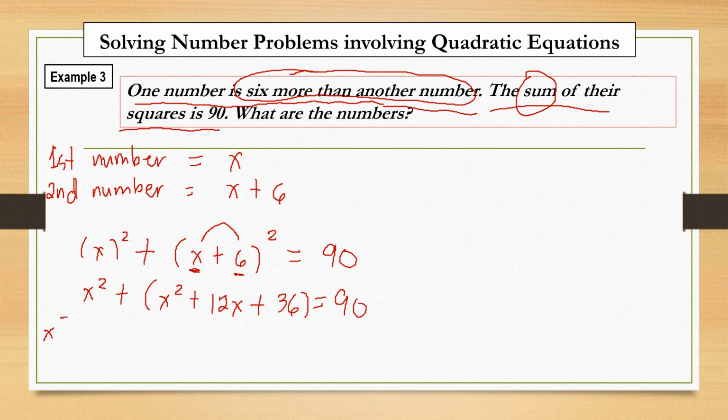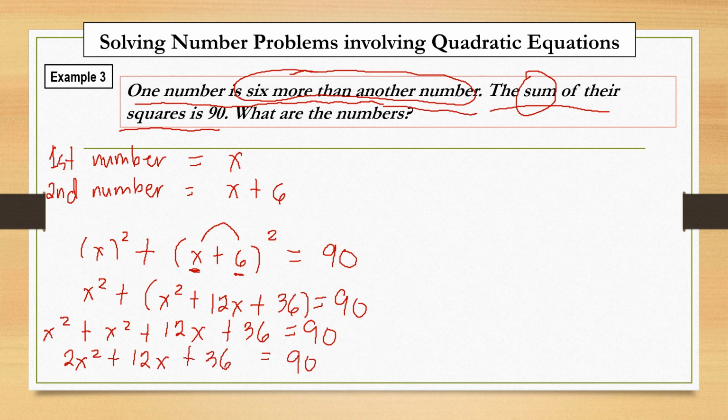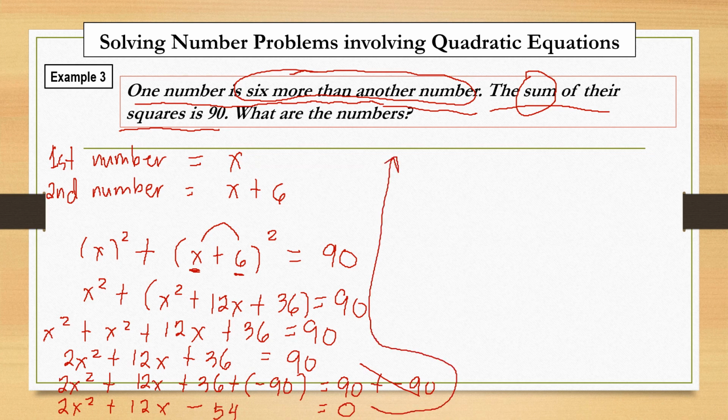Let us remove the grouping symbols. x squared plus x squared plus 12x plus 36 is equal to 90. So we have 2x squared plus 12x plus 36 is equal to 90. Apply addition property of equality. We have 2x squared plus 12x plus 36 plus negative 90 is equal to 90 plus negative 90. The right side of the equation now becomes 0. For the left side, we have 2x squared plus 12x, positive 36 plus negative 90 is equal to negative 54. Okay, let us continue here. 2x squared plus 12x minus 54 is equal to 0.